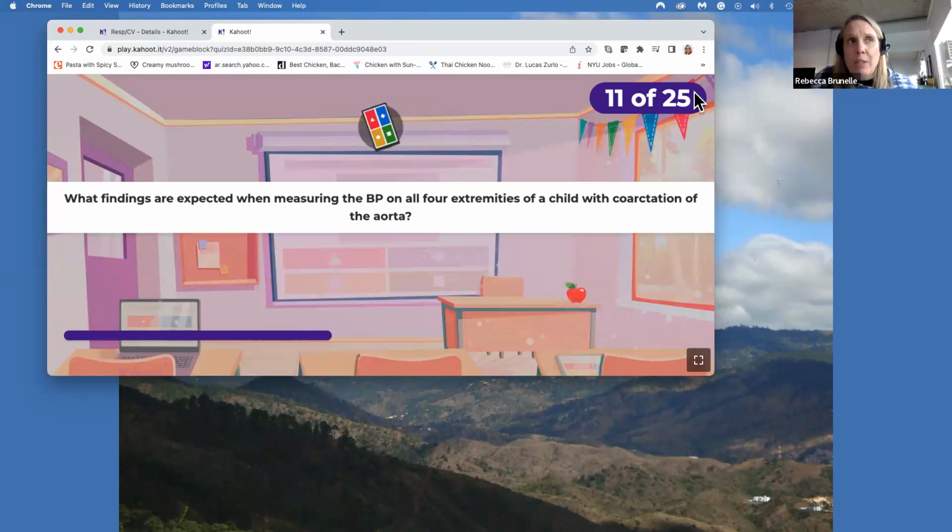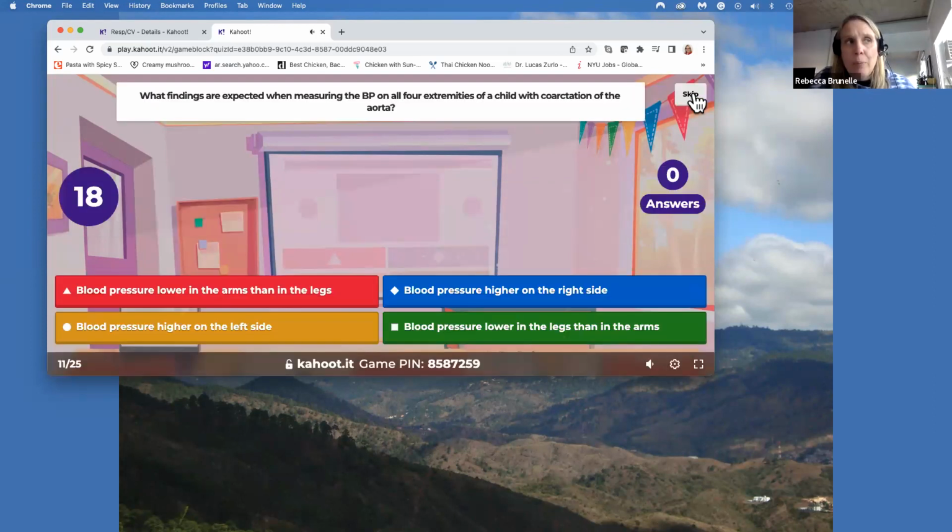What findings are expected when measuring the blood pressure on all 4 extremities in a child with coarctation of the aorta? Blood pressure lower in the arms and in the legs, blood pressure higher on the left side, blood pressure higher on the right side, or blood pressure lower in the legs than in the arms?